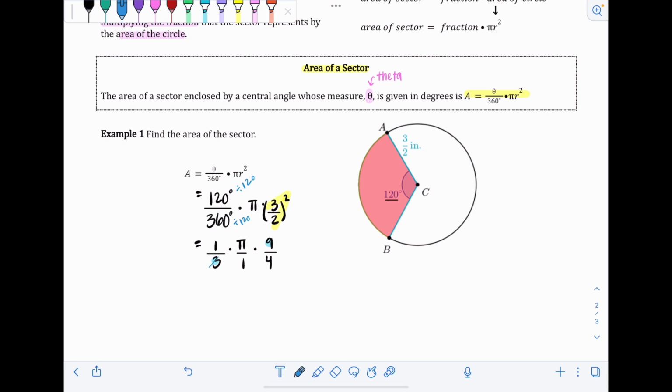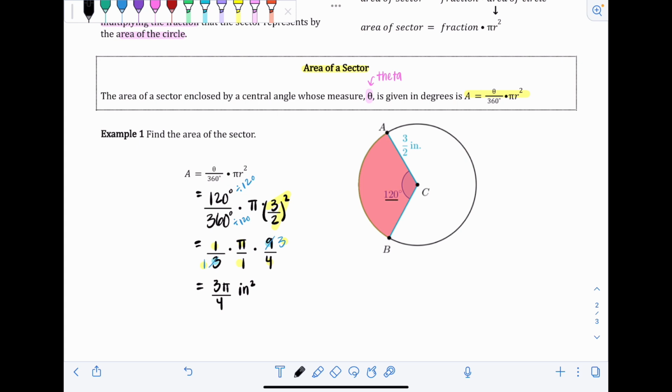If we divide 3 by 3, that becomes 1. 9 divided by 3 becomes 3. Now there's nothing else to cross cancel, so we can multiply straight across. Left over, I have 1 times pi times 3, so that would be 3 pi. And in the denominator, I have 1 times 4, so that would be 4. So 3 pi over 4. And this is inches for our radius, so it'll be inches squared for our area.